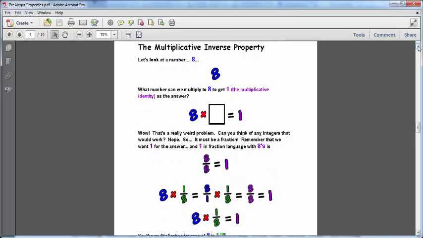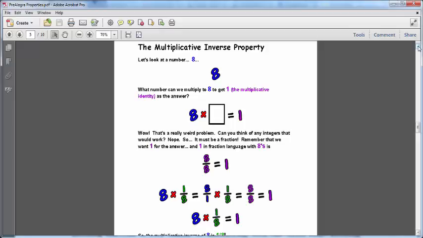So the next property is called the multiplicative inverse property. This property is derived from the multiplicative identity property. And what this says is if we have a number, for this example, 8 times blank is equal to 1. So what do we need to multiply 8 by to get 1? And we already agreed that 8 in the numerator and 8 in the denominator is equal to 1. So any number with the same numerator and the same denominator will always equal 1. Itself divided by itself will always equal 1.